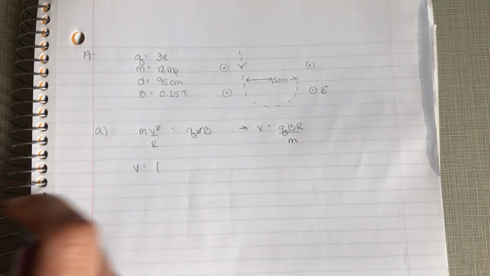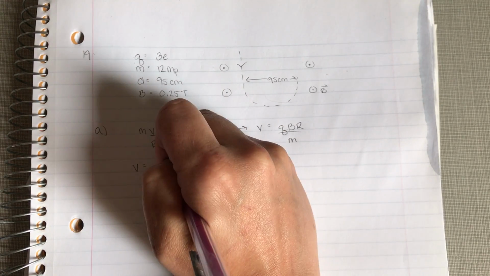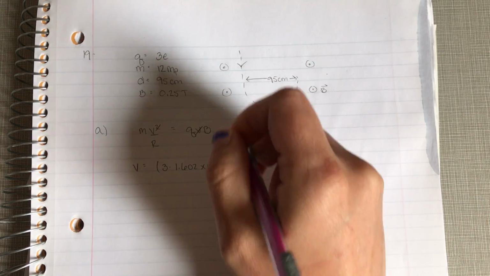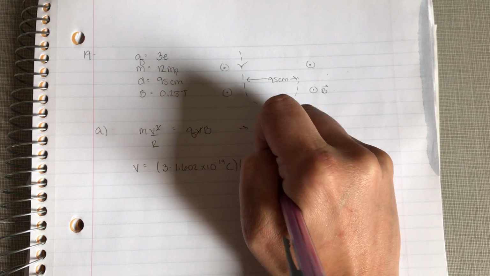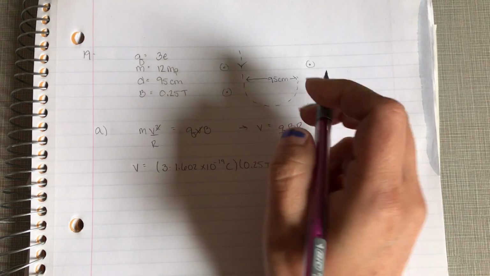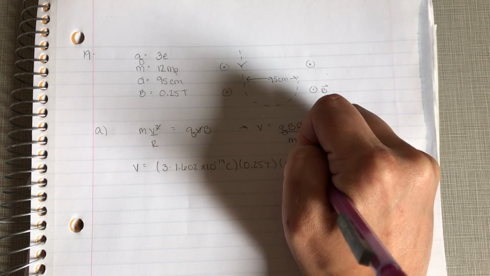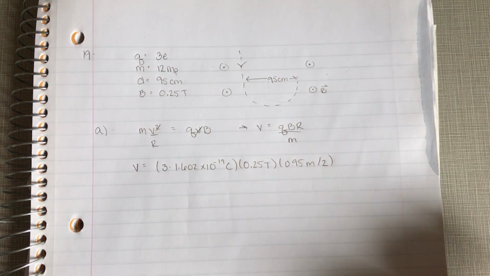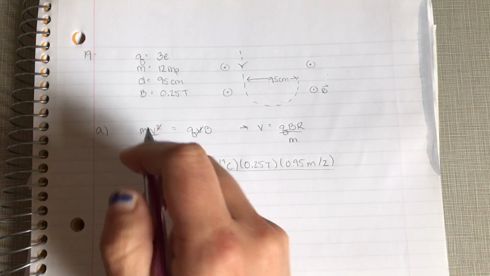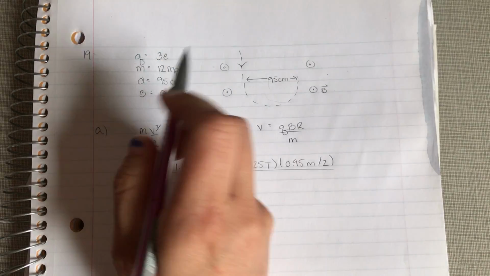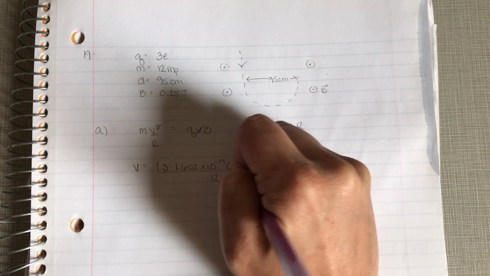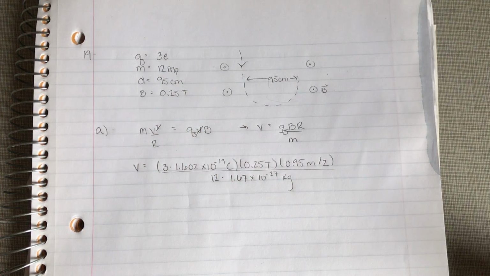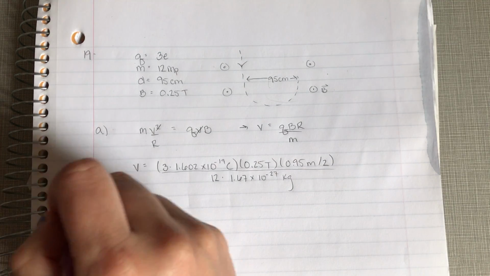So the speed of our particles is: q, which is 3e, so 3 times 1.602 times 10 to the minus 19 coulombs. B was 0.25 Tesla. R was 0.95 meters, but that's the diameter, so the r is divided by 2. And the mass is 12 times the mass of a proton, which is 1.67 times 10 to the minus 27 kilograms.